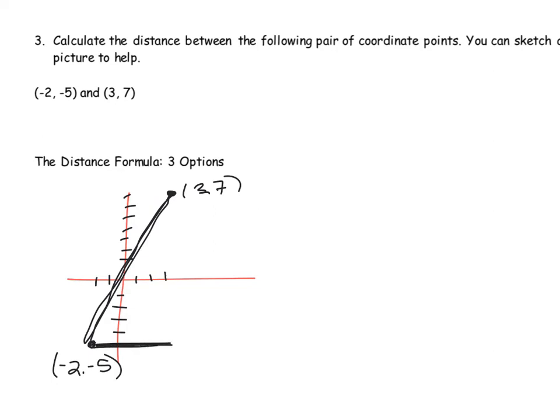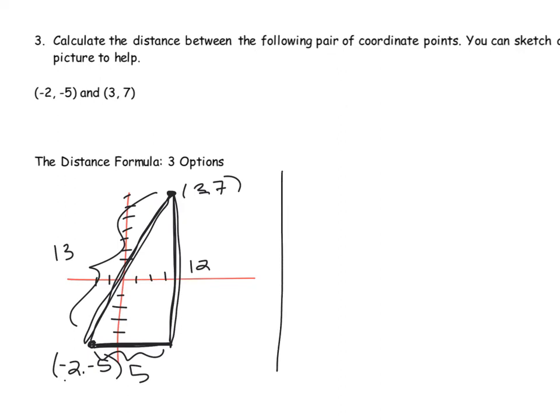So this distance from our x value of -2 to 3, this is 5. And then our distance from -5 to 7, that's 12. You might remember that that is a triple. So the value of our hypotenuse would be 13, and we know that the distance between these 2 points is then 13.